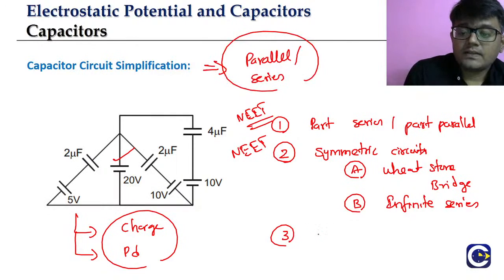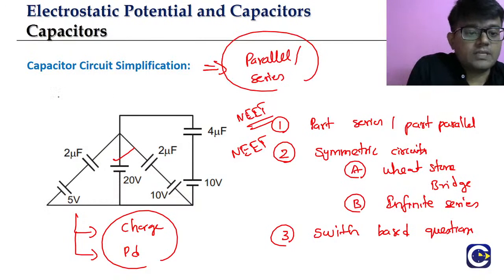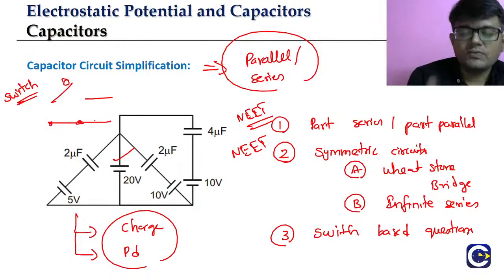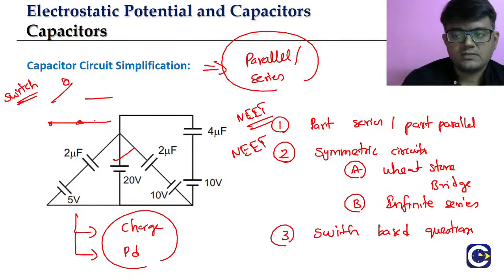The third model is the switch based questions. Inside the circuit there will be a switch. What is a switch? A switch is used to either close the circuit or open the circuit. If you open the switch, that particular branch is broken. If you close the switch, there is a connection. Based on the switch we will have some scenarios, and questions like that will come.